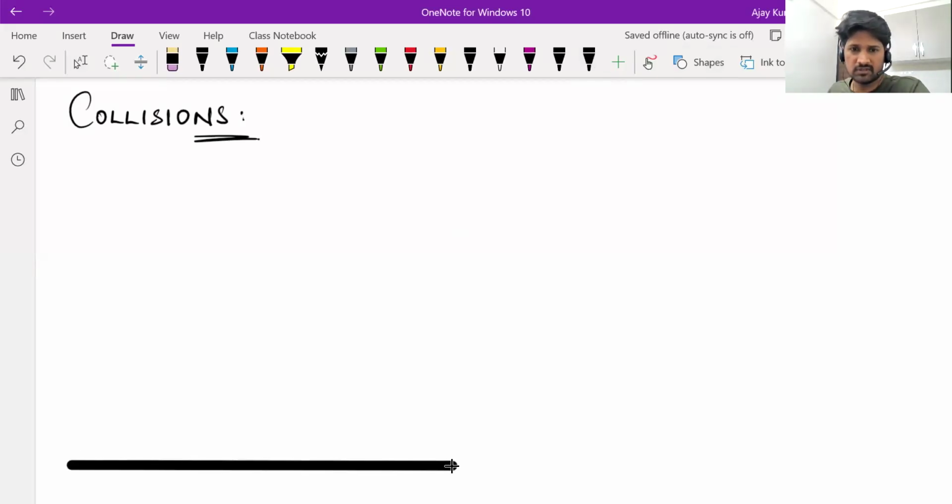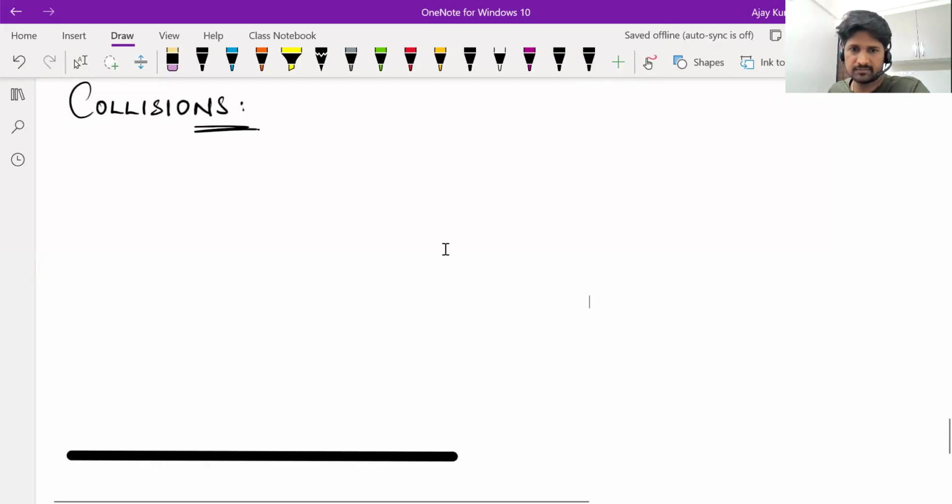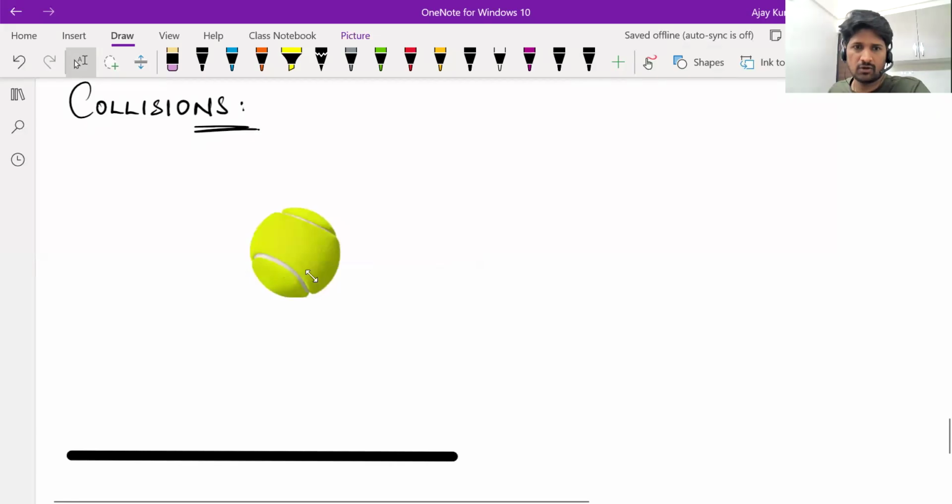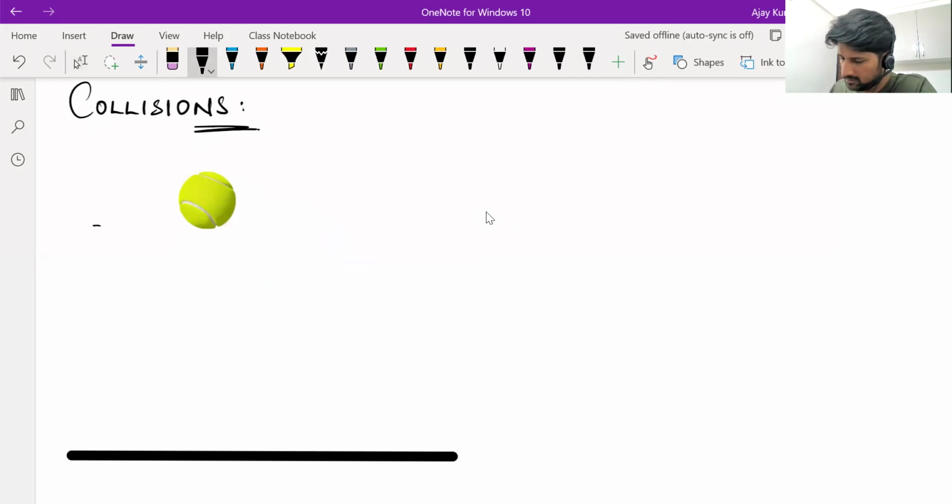Suppose there's a horizontal surface like this, and you drop a ball onto it. Okay, let's say the ball is dropped from this height. Let's call it h1.